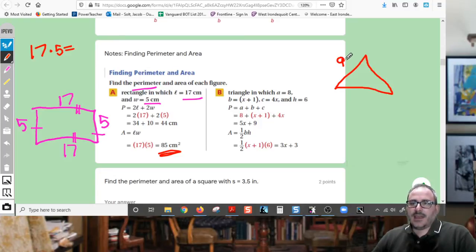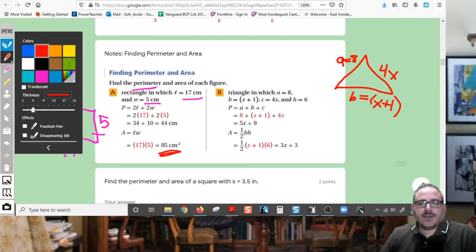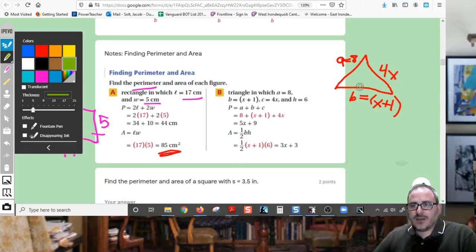So A is 8. I'm going to call this side A. And then B, I'm going to call this B because it's for base. And I know it's x plus 1. And then C is going to be 4x. Oh, okay. And the height is going to be 6. So if I drew a perpendicular line in this triangle, that would be equal to 6.